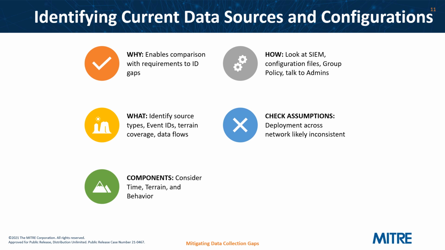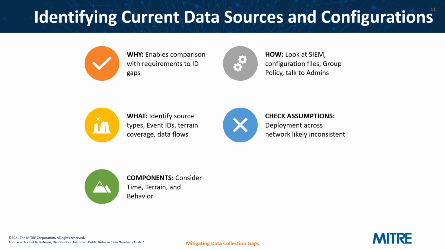The why of needing to identify current data sources and configurations is that we need to be able to compare our data requirements against what the current state of data sources are in the network. This will enable us to identify any gaps that may exist in what we need versus what we have. We do this a variety of ways, a lot of which will involve talking to network managers, network architects, and system owners. Depending on the details of the network, some things to look into are the SIEM, any available configuration files for existing tools, and group policy settings.